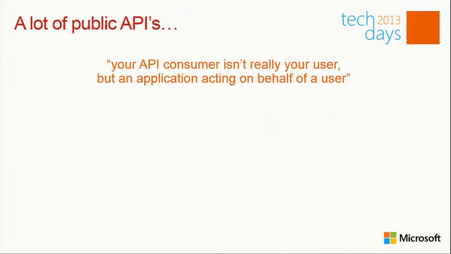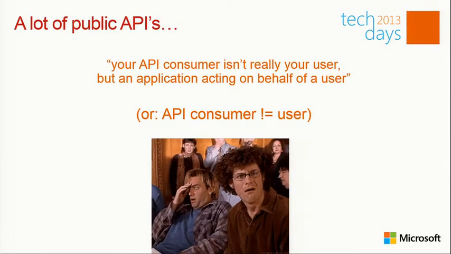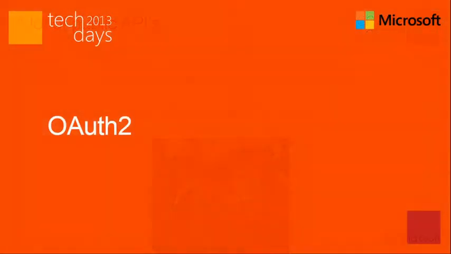The thing is, in a lot of public APIs that you consume, either through an application or to an application in the browser, your API consumer, the thing querying your API, is not really your user. It's just a piece of software acting on behalf of a user. Or the API consumer is not your user. Who of you is like this right now? That's where OAuth comes in, actually.